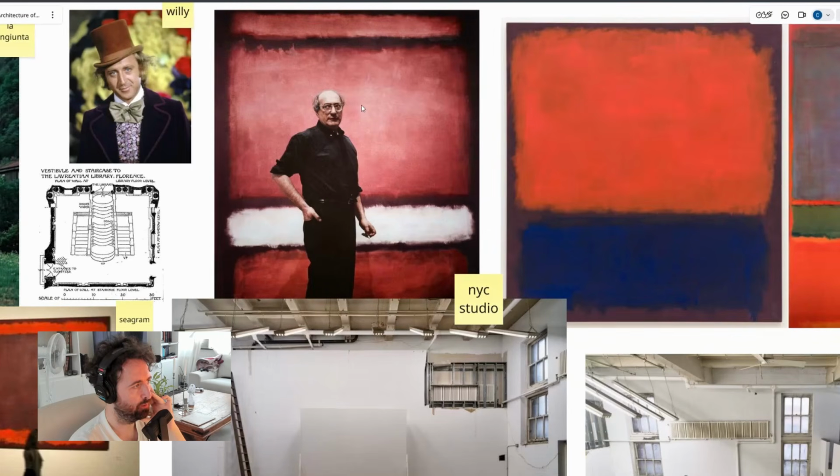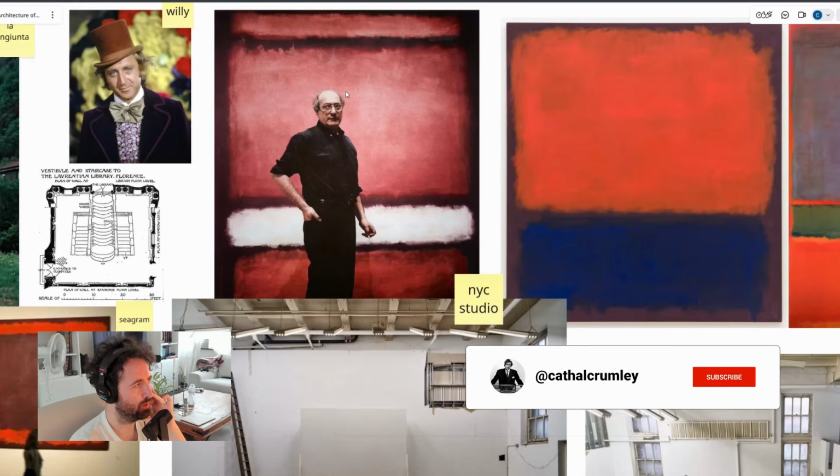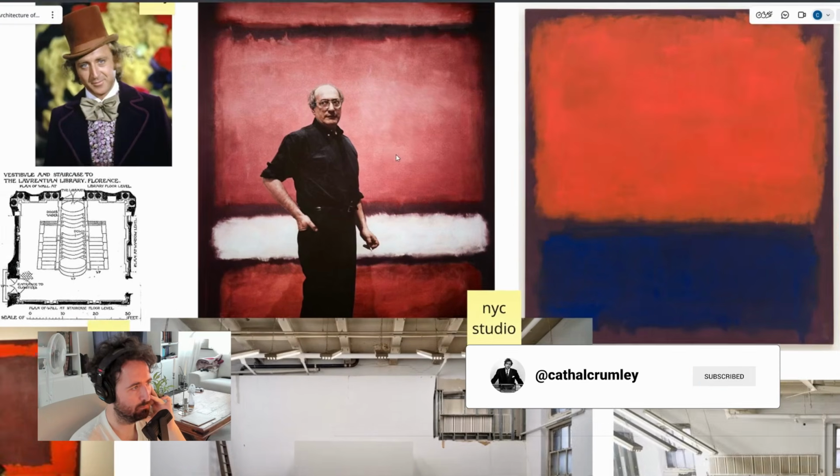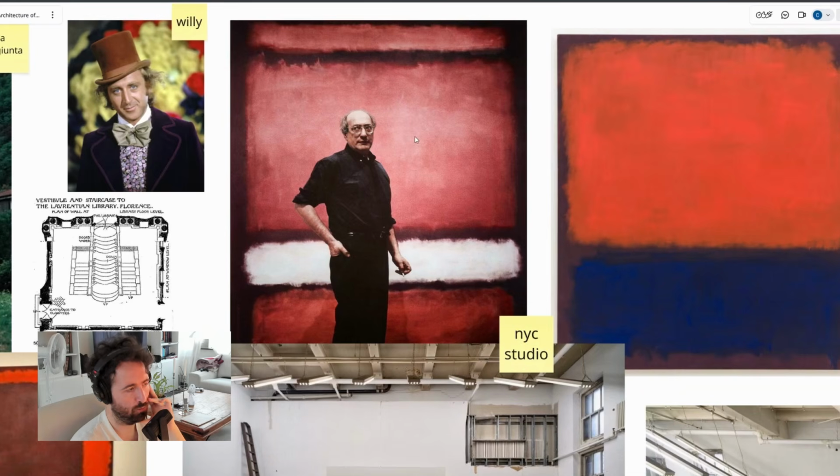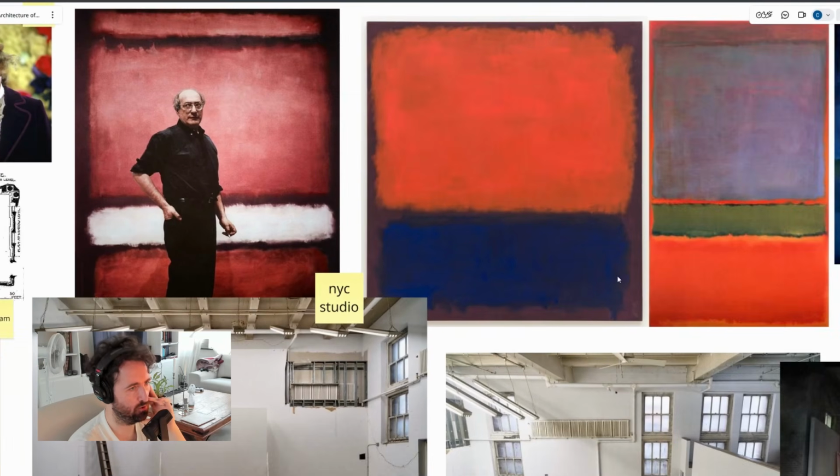The architecture of Mark Rothko. I'm really not going to start this video by giving any sort of in-depth introduction to Rothko. If you don't know who Rothko is, that's fine, but you probably do know his art. I mean, it's a bit hard to ignore, especially if you're an architect or an architecture student.